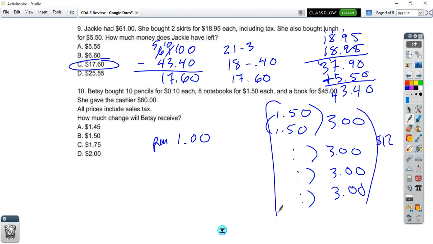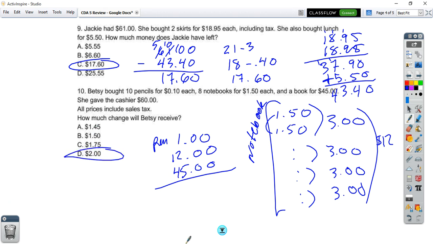Okay, so this is notebook. And then a book for $45. She gave the cashier $60. So I've got $12, $1, and $45. Add this up. All these are even. All these have decimals. And my answer is D. I don't do anything, but I'll do it anyway. 5 plus 2 is 7. 7 plus 1 is 8. 4 plus 1 is 5. 58 minus 60. 60 minus 58 is equal to $2.